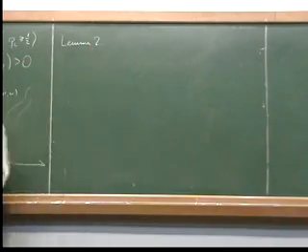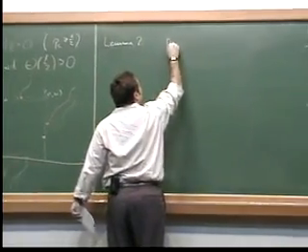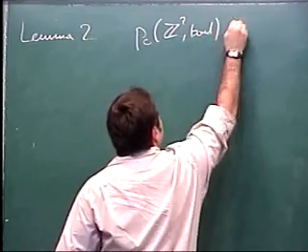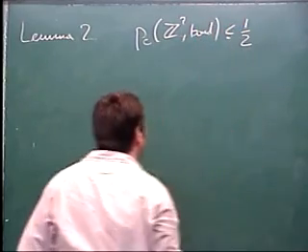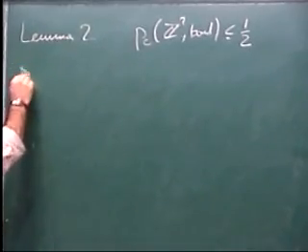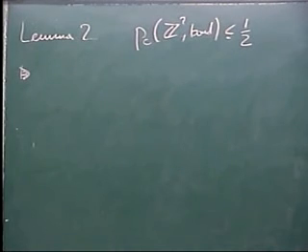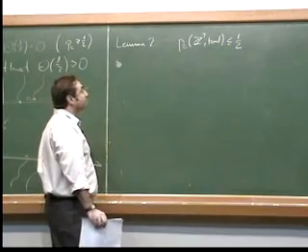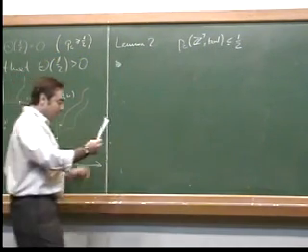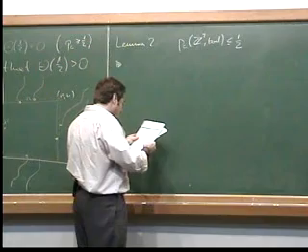Lemma 2, let us call it the first lemma of today. Lemma 2: p_c of Z^2 bond percolation is smaller or equal than half. Okay, so how do we move in this direction? In some sense, the proof is also similar to what we did before. So let me make it short somehow.